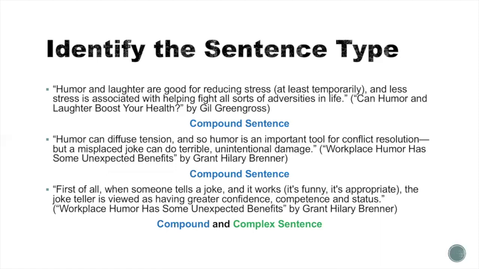Humor can diffuse tension, and so humor is an important tool for conflict resolution, but a misplaced joke can do terrible unintentional damage. So actually, there are 3 complete sentences in this piece. And so if we wanted to separate it, what we could do, humor can diffuse tension. That's a complete idea. We could place a period here, and we could take away both of these FANBOYS words. And so capitalize the H on humor. Humor is an important tool for conflict resolution. Put a period there, right? Delete the word "but," capitalize the A. A misplaced joke can do terrible unintentional damage.